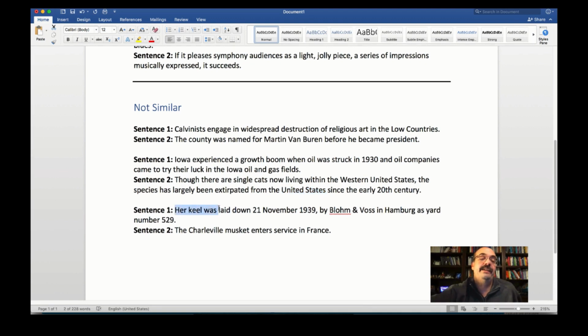Her keel was laid down. A keel, that has to do with ships. November 1939 by Blohm and Voss in Hamburg as yard number 529. Okay, shipyards. That's where ships are built. Again, that's me using domain knowledge that I happen to know. The Charleville musket enters service in France. Well, that has nothing to do with that. So this will be interesting.